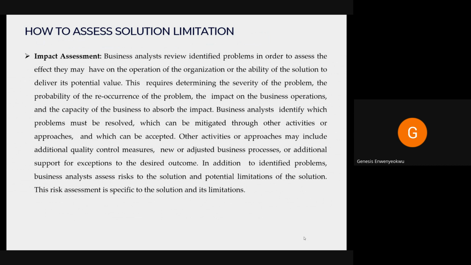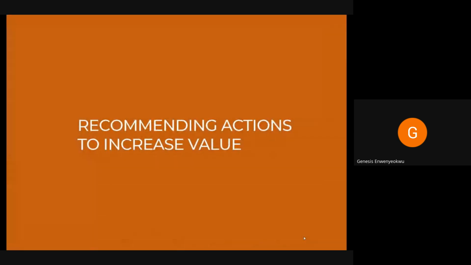Other activities or approaches may include additional quality control measures. You might ask the QA guys to run a test on the solution to see if they can find out that problem as well, or new or adjusted business processes or additional support for exemptions where required. That takes us to the last segment, which is recommending actions to increase the value of the solution. Recommending possible actions to increase the value of the solution.